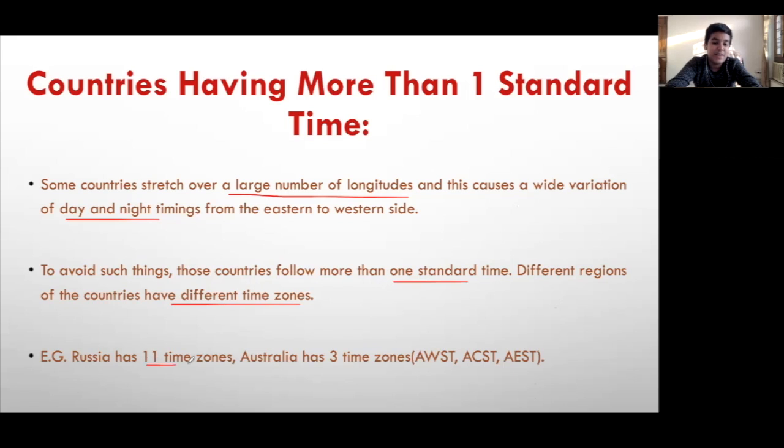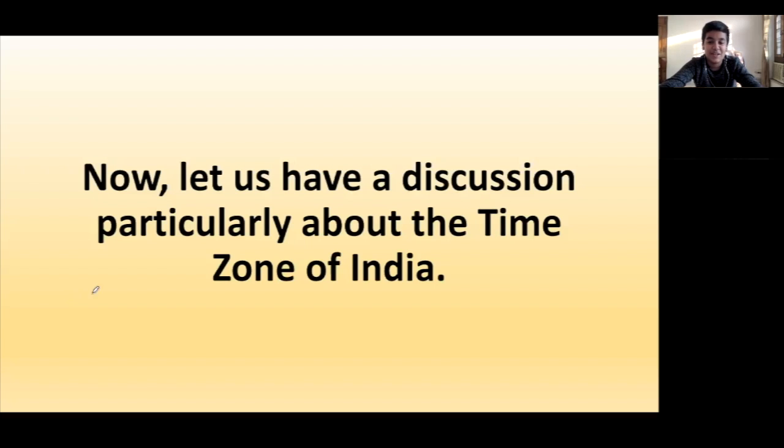Russia has 11 time zones. Australia has 3 time zones. The 3 time zones of Australia are the Australian Western Standard Time, Australian Central Standard Time, and Australian Eastern Standard Time. You should know the full forms of AWST, ACST, and AEST. These 3 times are followed in Australia, sorry, Australia, yes.